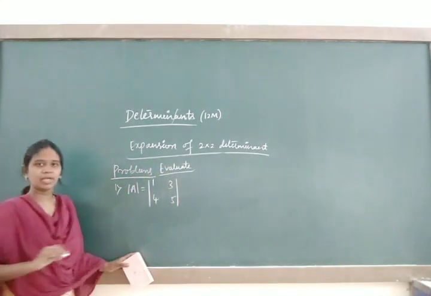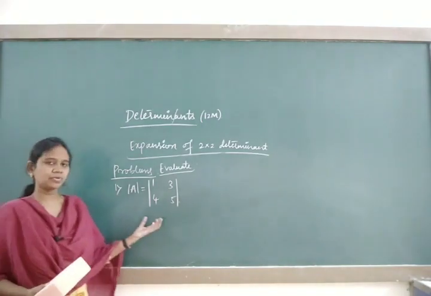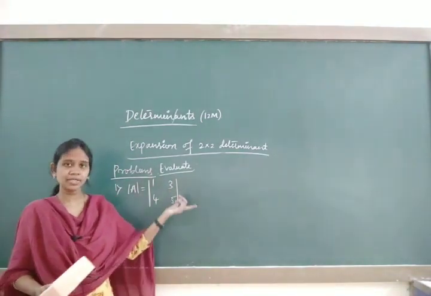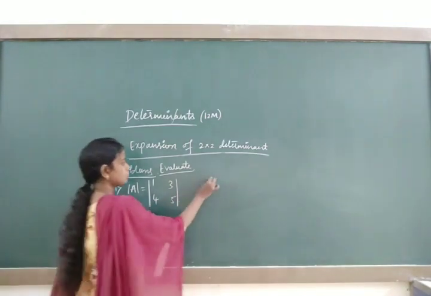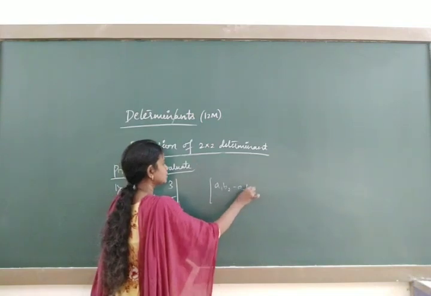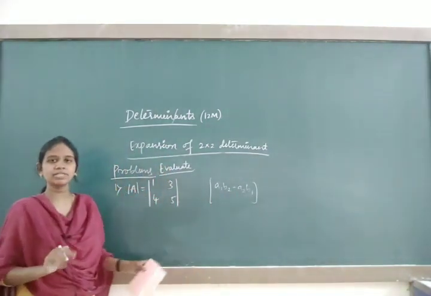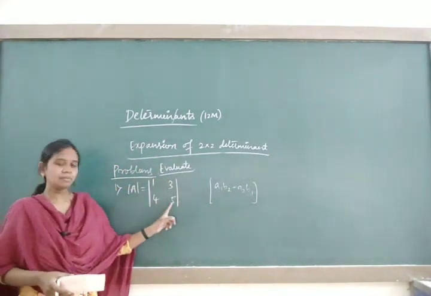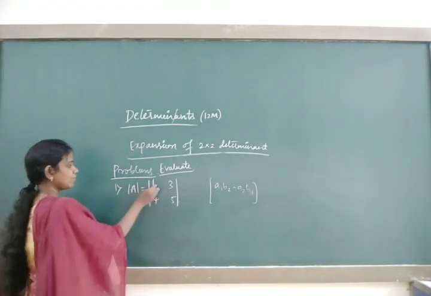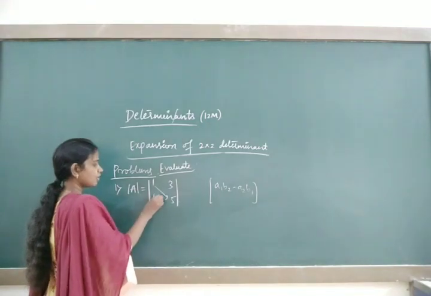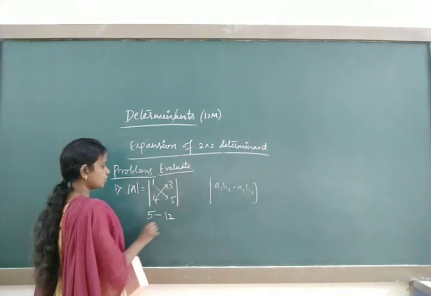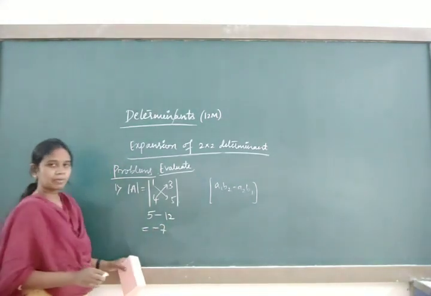So how will the question be asked? Evaluate, and they are going to give one determinant. So how to expand this one? What was our number? Just remember a1 b2 minus a2 b1. This number itself is a determinant. So now multiply the primary diagonal, 1 and 5. Multiply: 1 5s are 5. While moving to the secondary diagonal, always take minus. Minus 4 3s are 12. 5 minus 12 is minus 7.